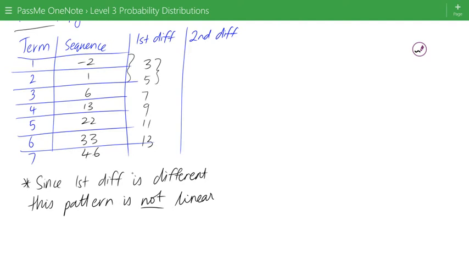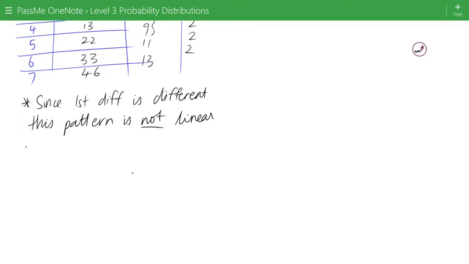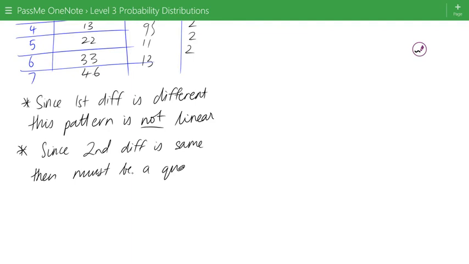So the second difference between 3 and 5 is 2. The difference between 5 and 7 is also 2. The difference between 7 and 9 is 2. 9 and 11 is 2. And 11 and 13 is 2. So our second difference is the same. So that means we've got a quadratic pattern. So we can say since the second difference is the same, then it must be a quadratic pattern.